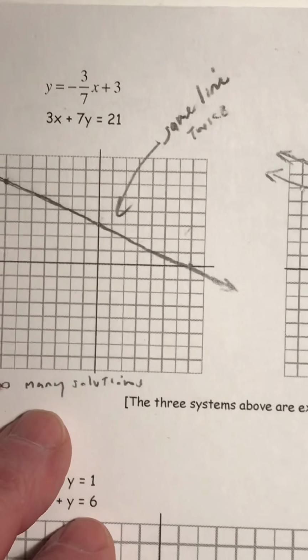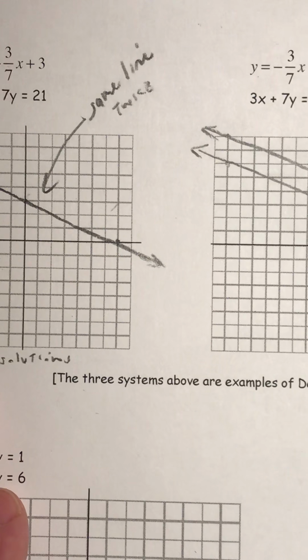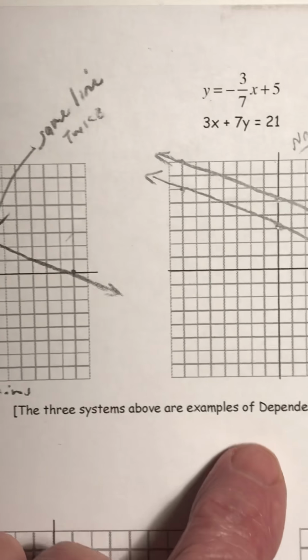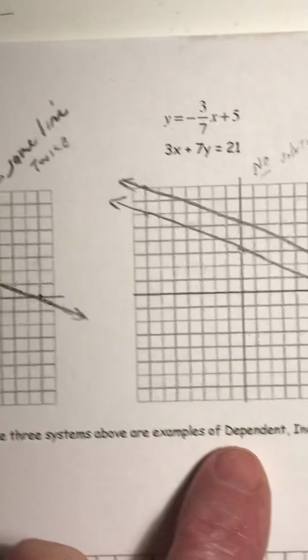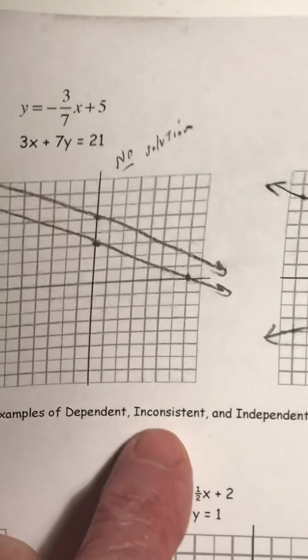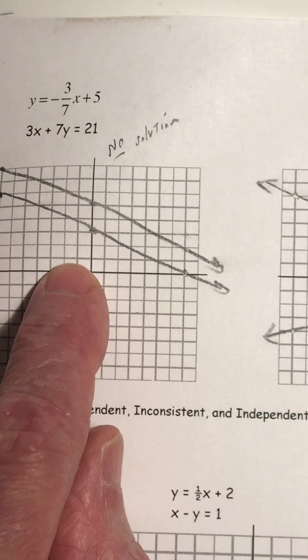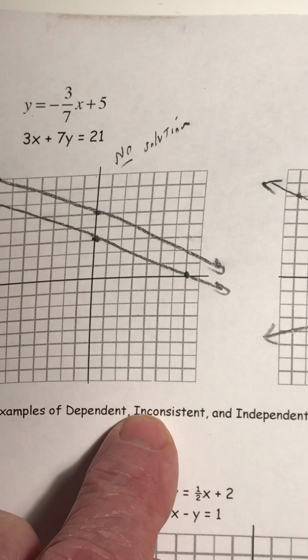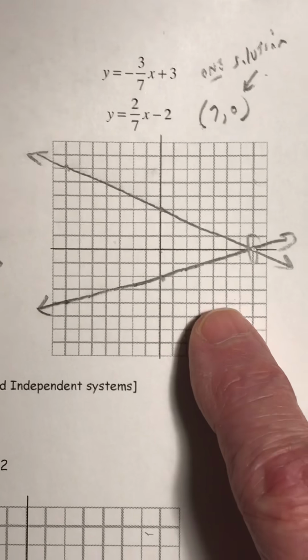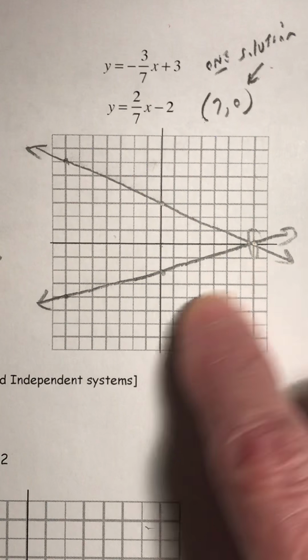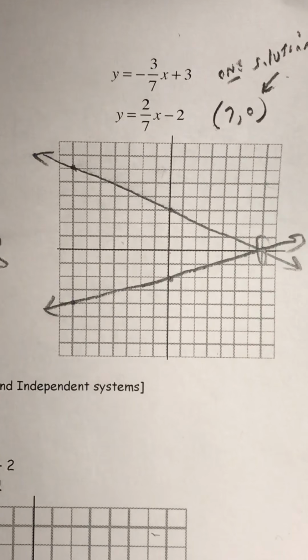So some vocabulary you're going to notice in the textbook is the first kind where one line's on top of the other. That's called a dependent system. Where the lines are parallel and there's no solution, that's known as an inconsistent system. And the third, the more normal one, is known as an independent system.